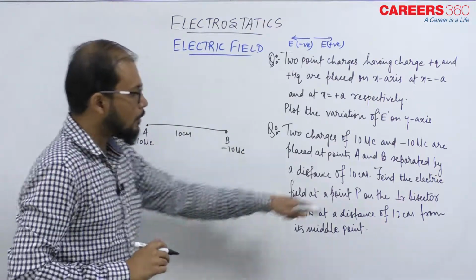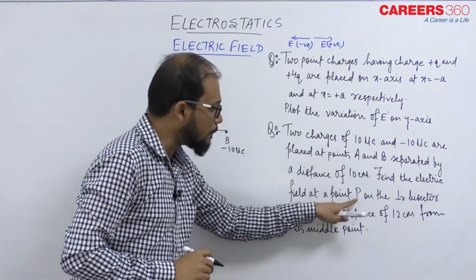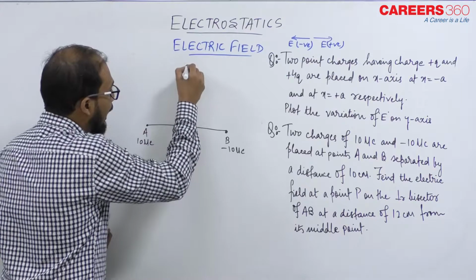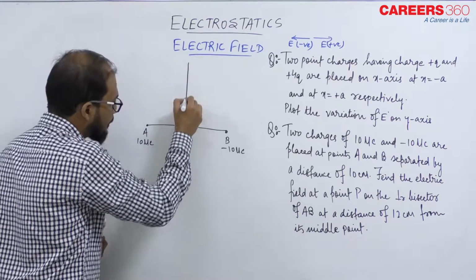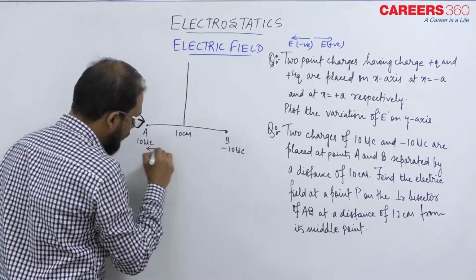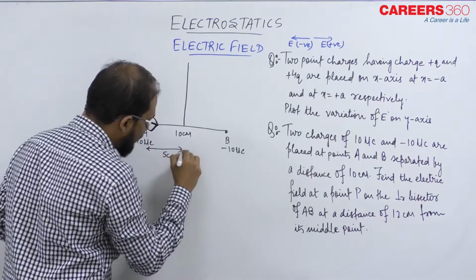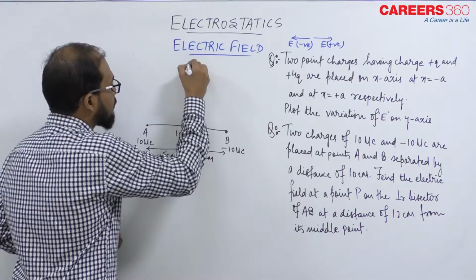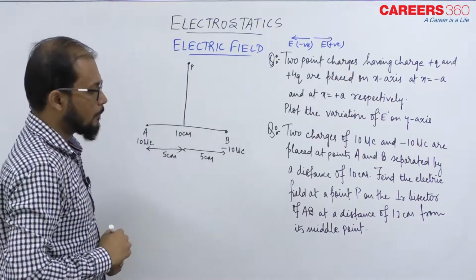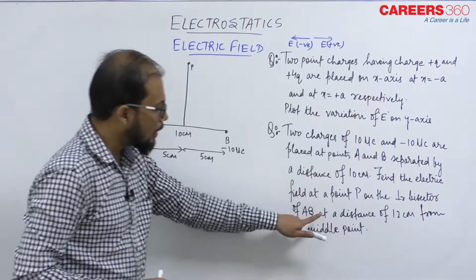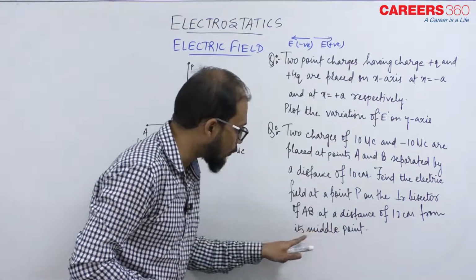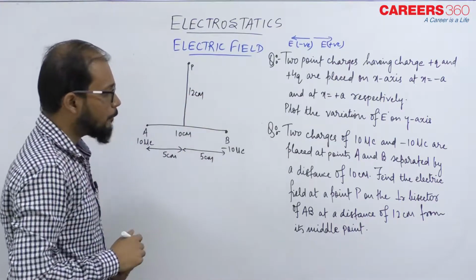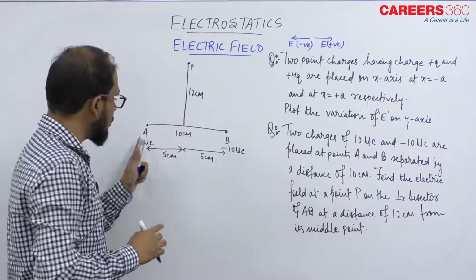Now we have to find the electric field at a point P on the perpendicular bisector of AB. This is the length AB and this perpendicular bisector will be like this. That means this distance will be equal to 5 centimeter, and this distance will also be equal to 5 centimeter. And this point is P, at a distance of 12 centimeter from its middle point, that is this distance is equal to 12 centimeter. And we have to find the electric field at this point P due to these two charges.